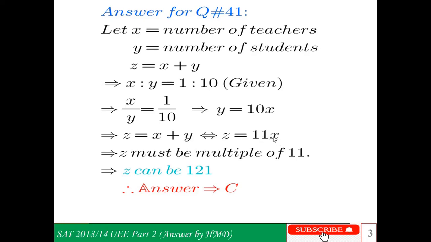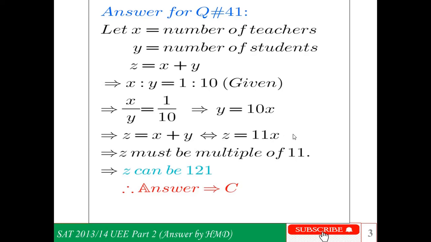Let's say, for example, if X is 0, it's going to be 0. If X is 1, it's going to be 11. If X is 2, it's going to be 22. If X is 3, it's going to be 33. But how? Let's say, for example, the number of teachers in a certain school is 2. Based on this proportionality, the number of students must be 10 times 2, which is 20. So the sum of the number of teachers and students becomes 20 plus 2, which is 22. You can simply substitute here again: 11 times 2 is equal to 22.